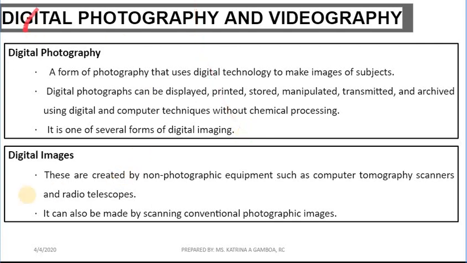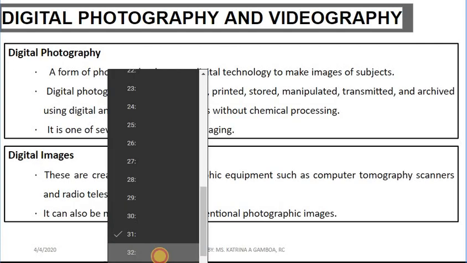Okay? So, digital images, these are created by non-photographic equipment such as the computer tomography scanners and radio telescopes. It can also be made by scanning conventional photographic images. So, that is the digital images. Ito yung mga soft copy na image. Kapag ang picture nyo sa cellphone nyo, hindi yan nakaprint, ang tawag dyan, image lang, digital image. Pero kapag pinaprint mo na, pwede mo na sabihin na photo print. Pero hindi mo pwedeng sabihin photographic print. Ang photographic print, kailangan meron siyang chemical processing, na pag-uusapan din natin sa midterms kung paano napiprint itong mga films at saka photographic papers. So, that is a digital photography.